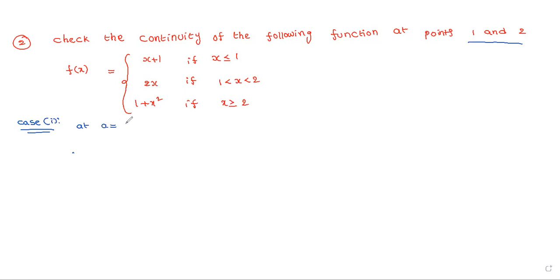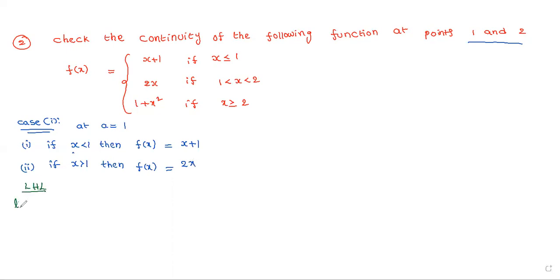First, case 1. The first question, given at a is equal to 1. First, you have to check the condition, continuous at x equal to 1. So condition 1, if x less than 1, then f of x equal to x plus 1. Second one, if x greater than 1, then f of x equal to 2x.